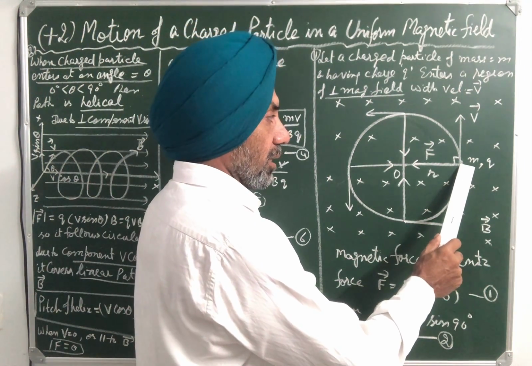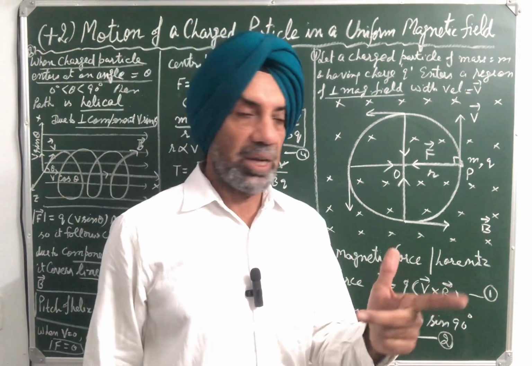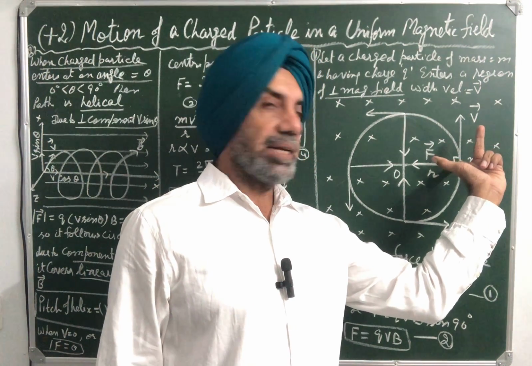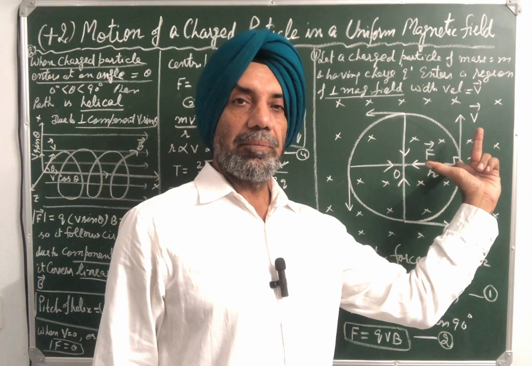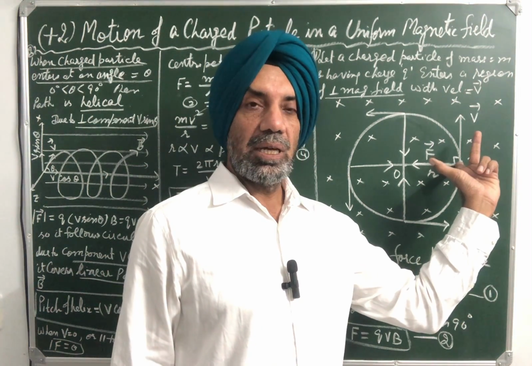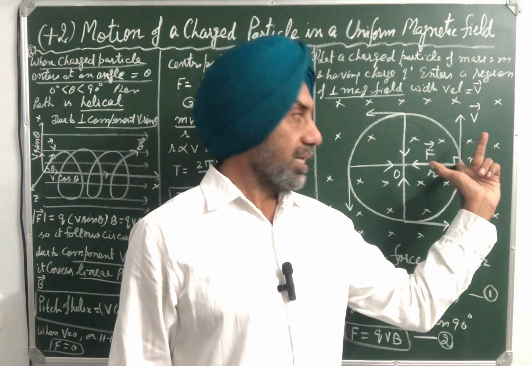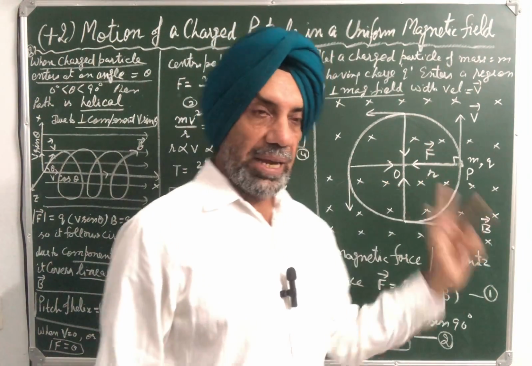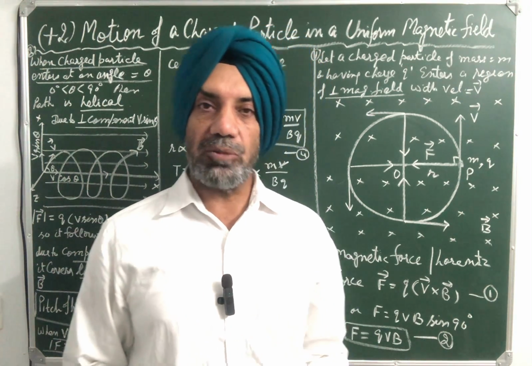Then by Fleming's left hand rule, your first finger gives the direction of magnetic field, central finger gives the direction of motion, then thumb will give you the direction of magnetic force. It means magnetic force will act normal to the plane containing V and B, that is directed along PO. So when a perpendicular force acts on a moving particle, it follows a circular path.